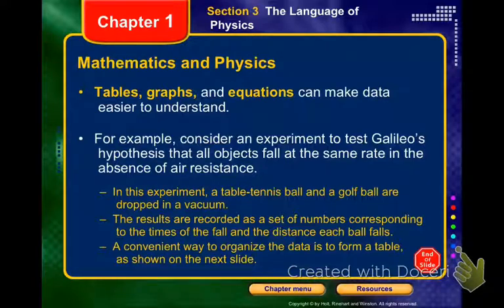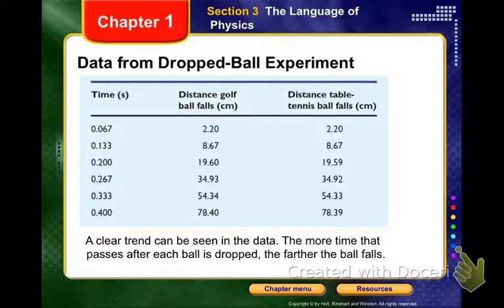So in this data right here, you don't have to write down any of this data, it's more important that you understand what they're going to do with it. Over a certain time frame, they look at the distance a golf ball falls versus the distance a table tennis ball falls. Can you see anything special about those distances? They're essentially the same. Do you remember on the previous slide what it said? These balls are actually dropped in what? In a vacuum. They're dropped in a vacuum.